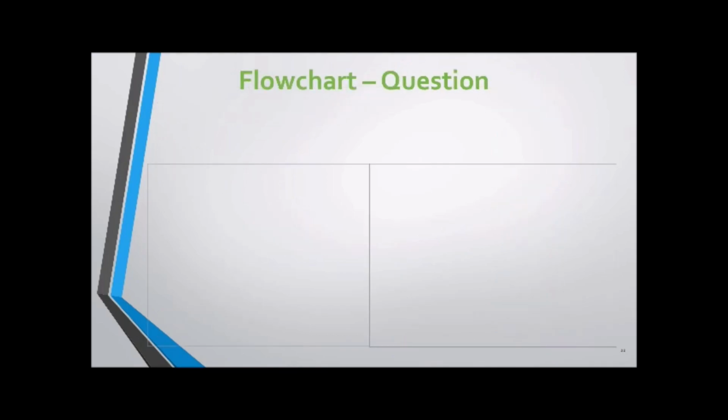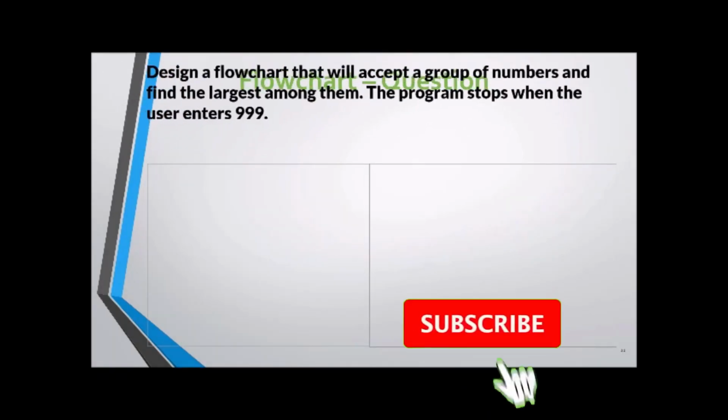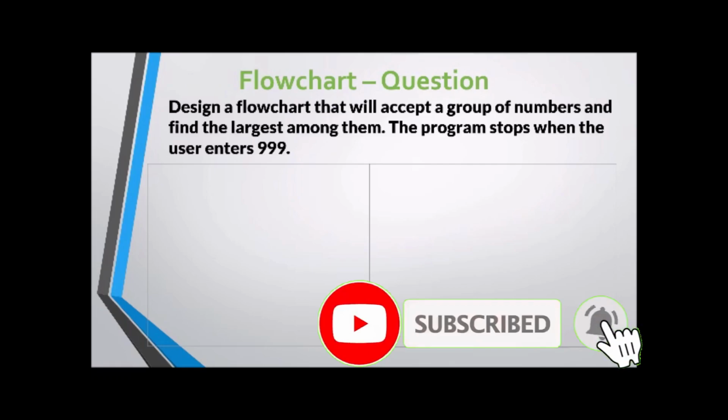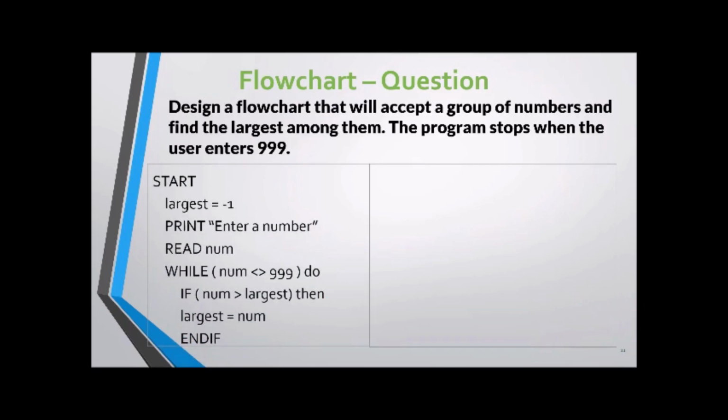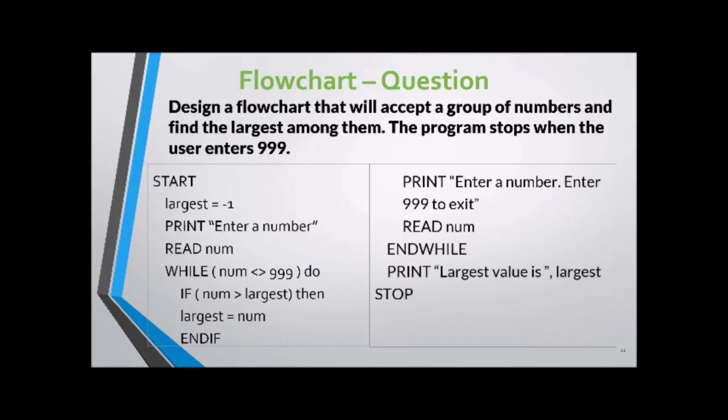Flowchart. Question: the following problem requires the design of a flowchart from the given pseudocode. The pseudocode accepts a group of numbers and finds the largest number among the values entered. The pseudocode continues the acceptance and evaluation of numbers until the value 999 is entered. Once the value 999 is entered, it then displays the largest value using a suitable label. Analyze the given pseudocode, then generate the most appropriate flowchart based on the outline provided.